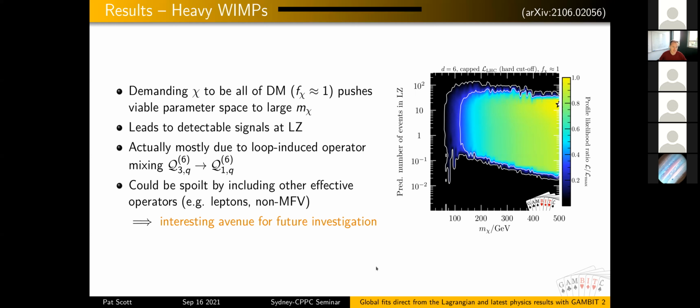Now, of course, these sorts of operator mixing things can be screwed up if you actually include other effective operators that might mix in or cancel it. We only had interactions with quarks and gluons, and we also had this flavor-universal setup where we didn't have separate Wilson coefficients for different flavors of quarks. So if you introduce new effective operators, this could change. That's actually a fairly interesting avenue for future investigation.